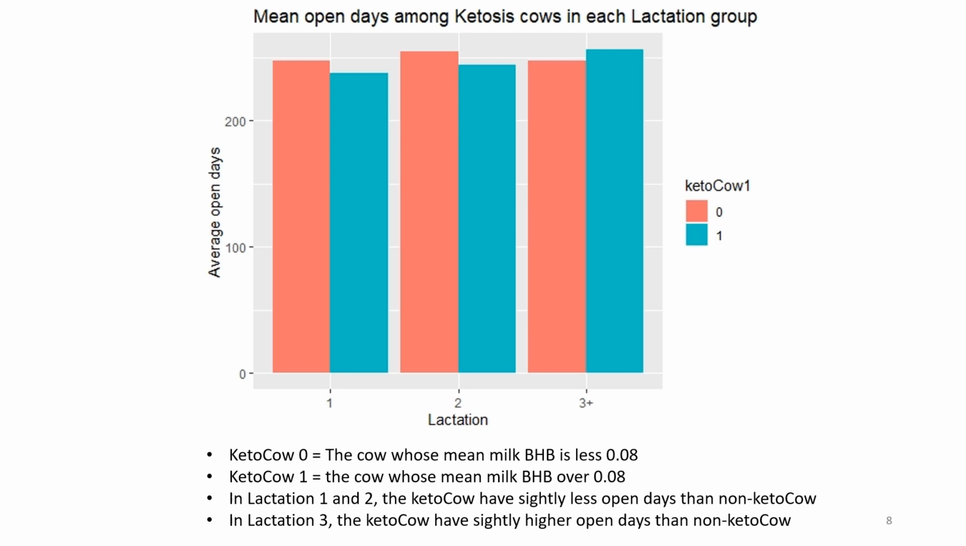And in lactation 3, the result is slightly different. The ketotic cows have slightly more open days than non-ketotic cows.